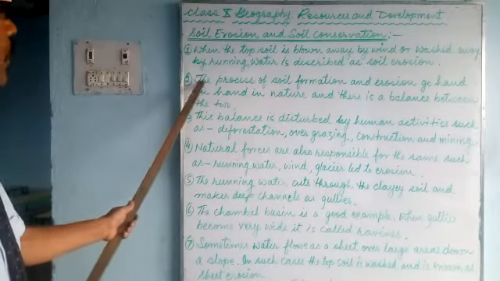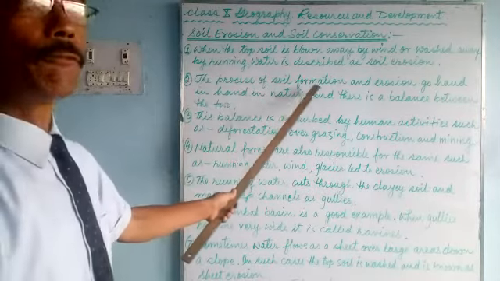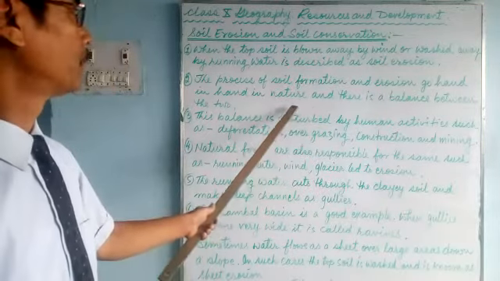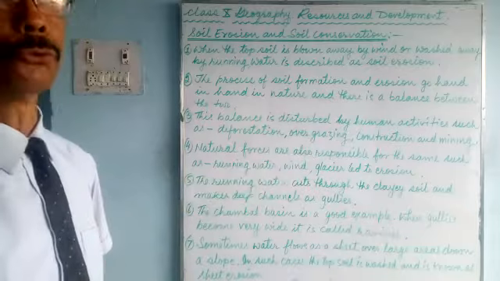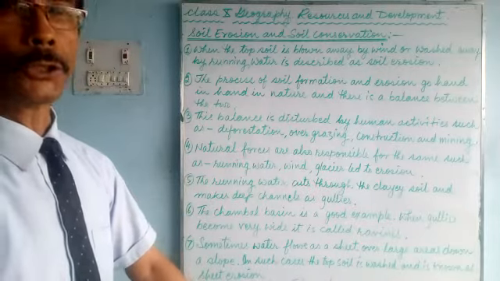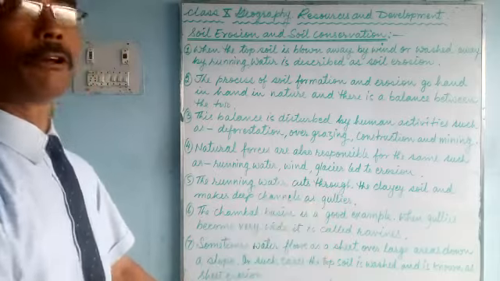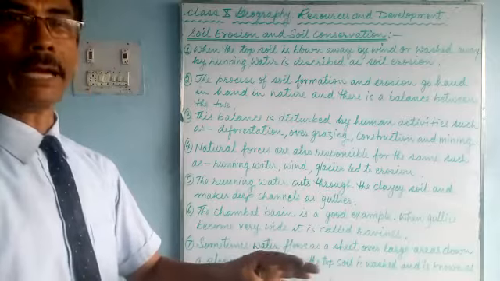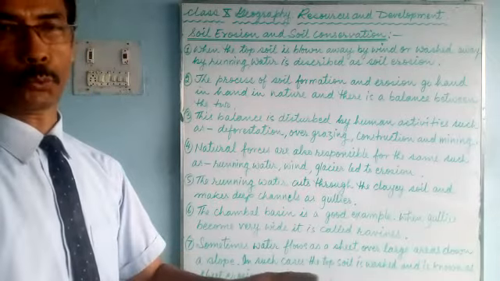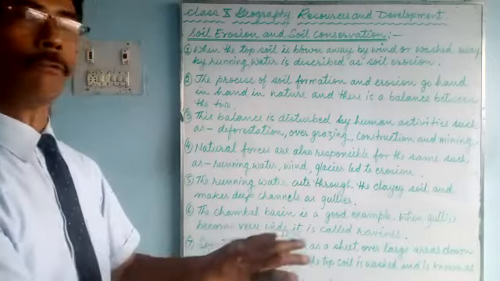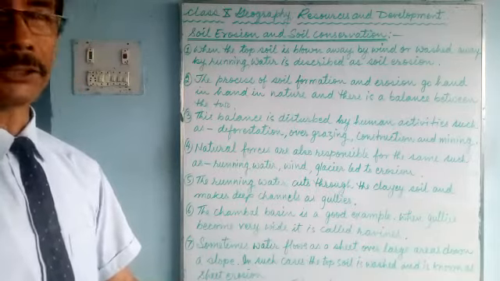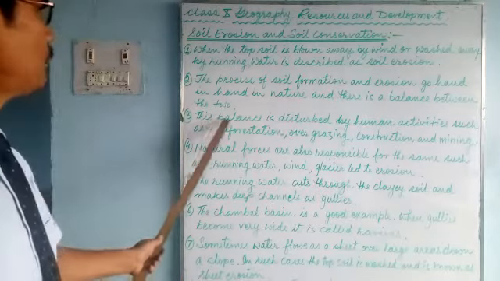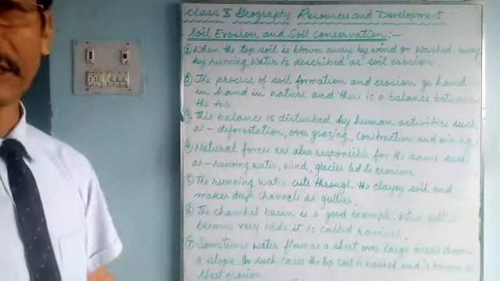Number two, the process of soil formation and erosion go hand in hand in nature, and there is a balance between the two. According to nature, soil erosion and soil formation go hand in hand. They happen at the same time, and there is a balance between the two. Soil erosion and soil formation. So there is a balance. But sometimes this balance is disturbed. This balance is disturbed by human activities.